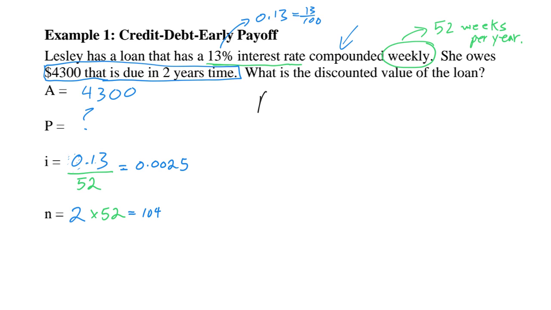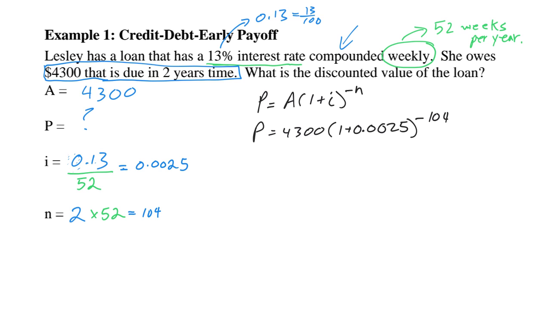We end up with the following. P is equal to A times 1 plus I to the negative N, because we know we're looking for the present value. Now we just substitute. P is equal to 4,300 times 1 plus 0.0025, raised to the negative 104. So we can rewrite that as P is equal to 4,300 times 1.0025 raised to the negative 104.